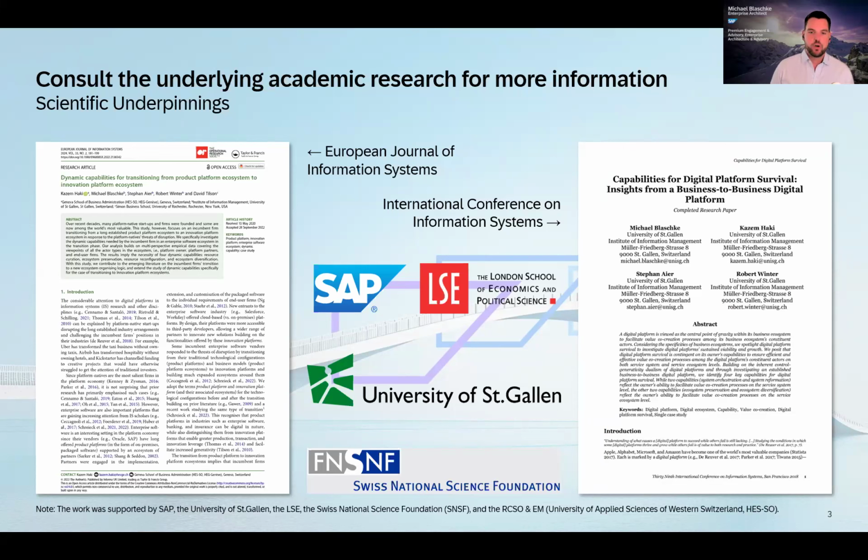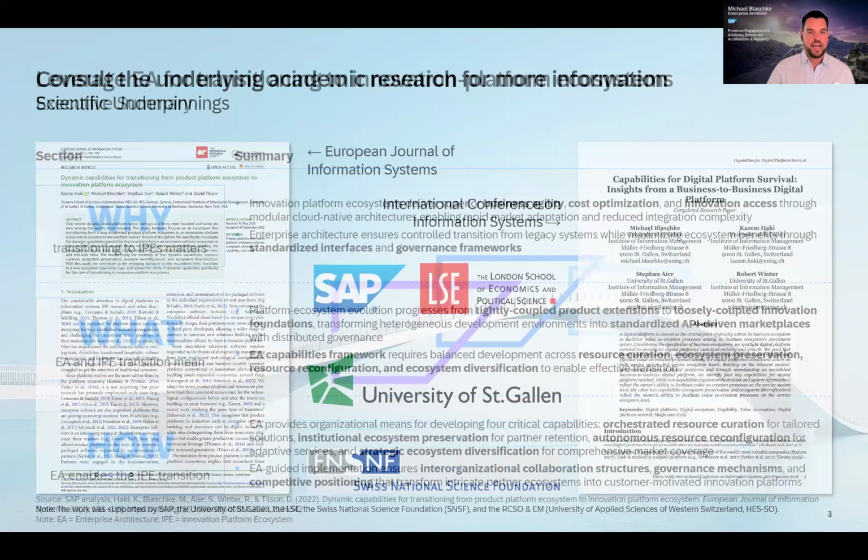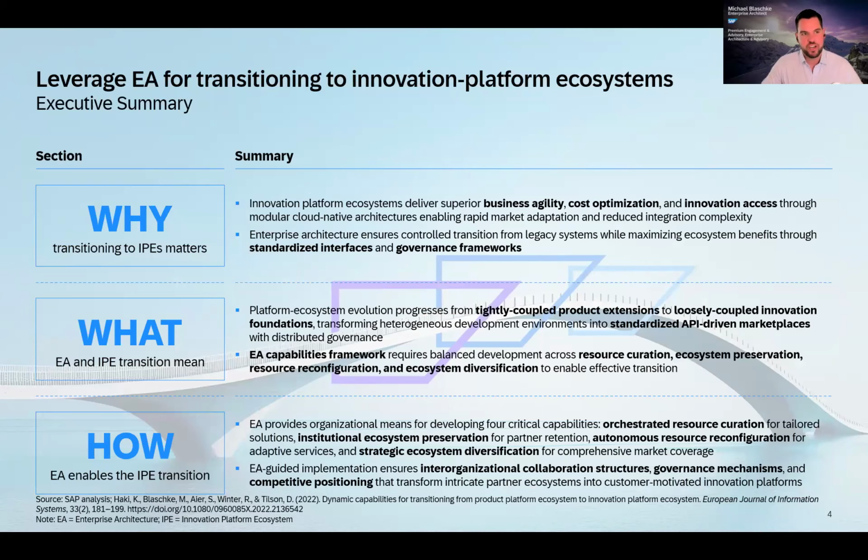I think this multi-stakeholder support demonstrates the relevance and the academic rigor of the work. What I found particularly precious is the combination of industry and academic perspectives, which ensures both theoretical depth, which you hopefully will appreciate today, but also real-world practicability and applicability. So you can trust that the recommendations I present here are based on solid evidence, not just my opinions. Okay, with that, let me explain how this presentation is structured.